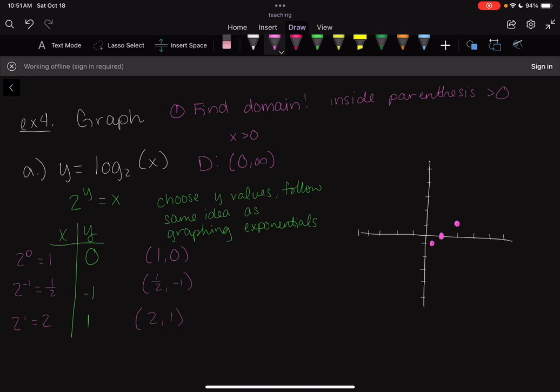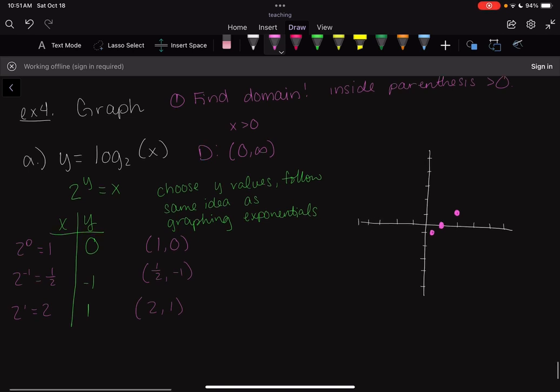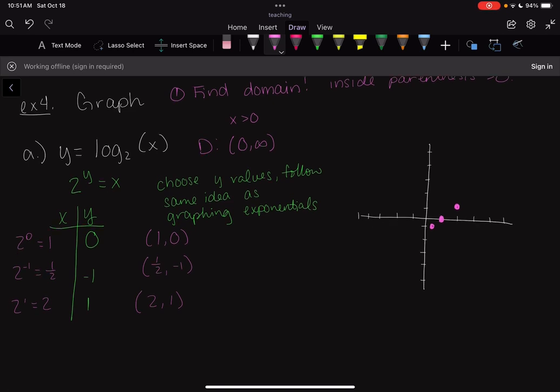Now, if you ever need more points, then you should plug in more points. Especially if you don't really know what the shape looks like, you should definitely plug in some more points. So let's do -2 and 2. If I plug in -2, I get 2 to the -2, which is 1/4. If I plug in 2, I get 2 squared, which is 4. So I'm going to go ahead and plot these now.